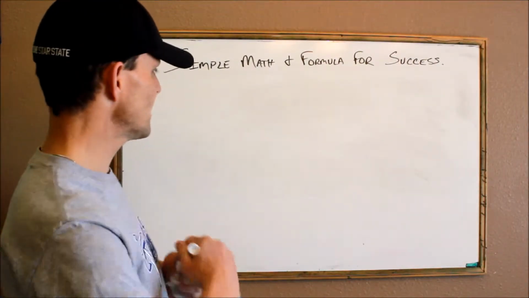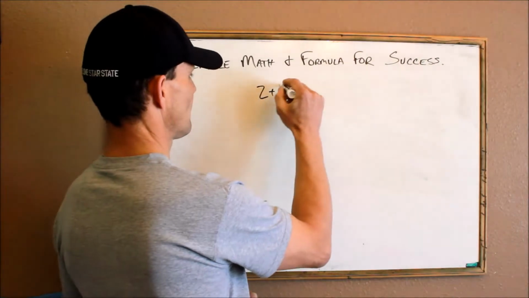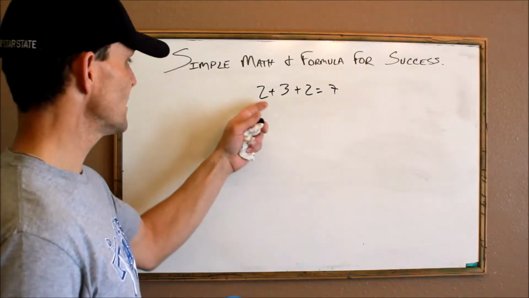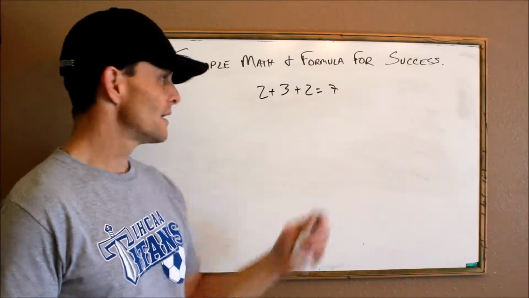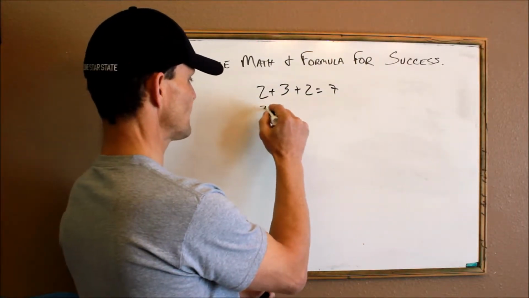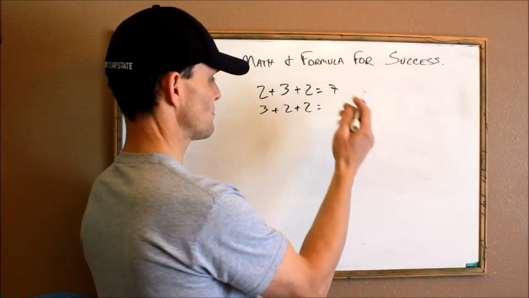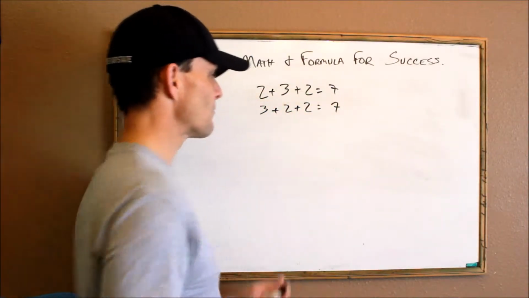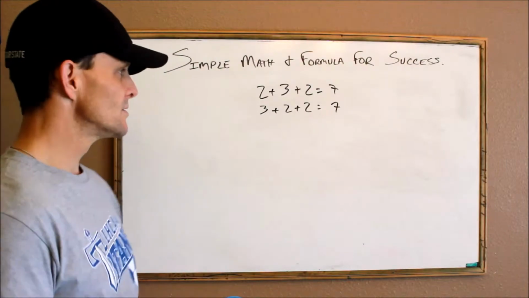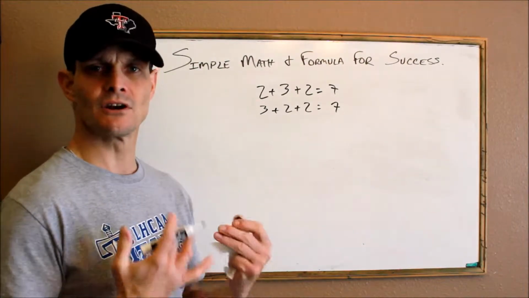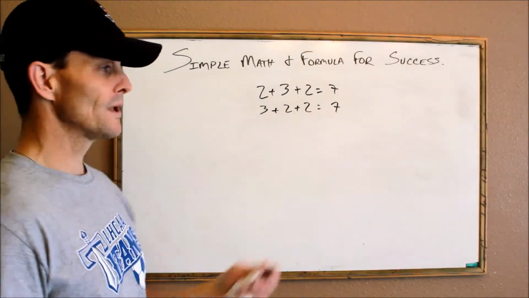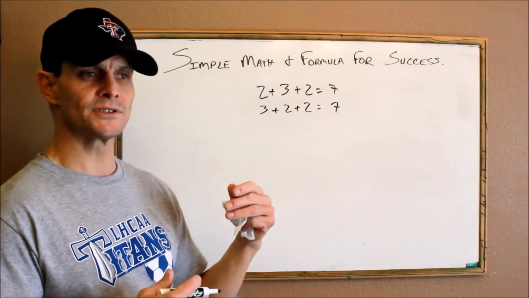So if we take a simple math problem, 2 plus 3 plus 2 equals 7. In this case, the addends 2, 3, and 2 produce a sum of 7. And of course, the commutative law of addition says that it doesn't matter what order we put these addends in, we always get the same sum, right? So if we begin to think about the actions in our lives and the outcomes in our lives and relate them to this math problem, we can make some distinctions that help us to improve our chances of success.